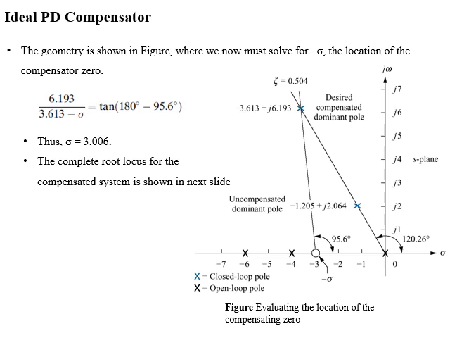Students, now using the geometry given in the figure, we will find the value of sigma, which will be the location of the compensator zero with angular contribution of 95.6 degrees. Solving the trigonometry, we found that sigma equals 3.006, and the complete root locus for the compensated system is shown in the next slide.